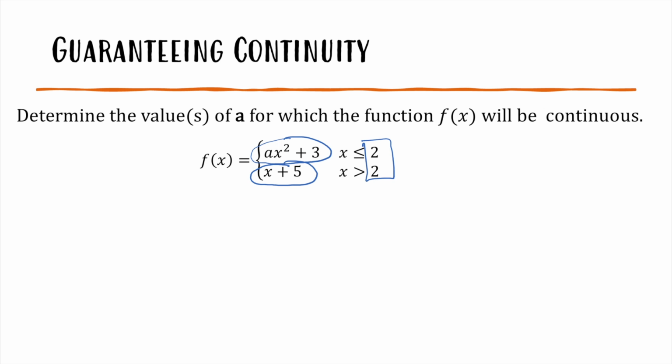All right, so here's what we're going to do. We're going to plug in 2 for our x values and make sure that the polynomial on top is equal to the polynomial on the bottom. So a times 2 squared plus 3, that has to equal 2 plus 5. So we'll just solve for a. 2 plus 5 is 7. If you subtract 3 from that, we've got 4a equals 4. So a equals 1. So as long as a equals 1, this would be a continuous piecewise function.